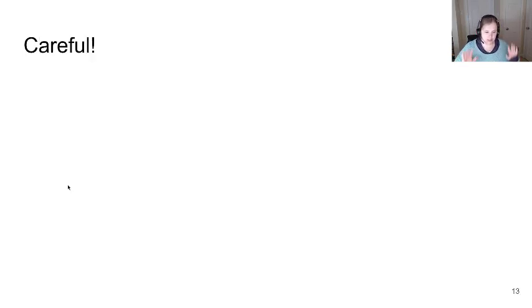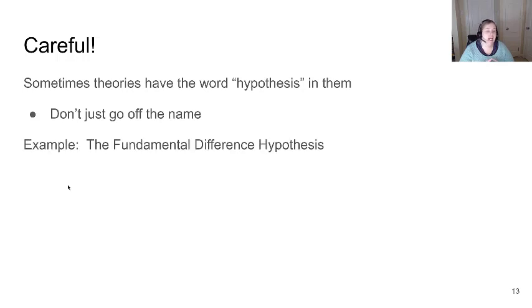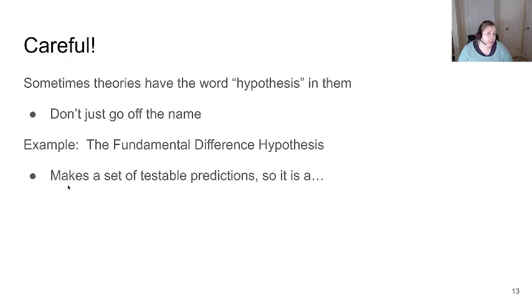All right, so a final word to the wise in this section is the following. Sometimes theories have the word hypothesis in them, okay? The names are misleading. You cannot go off the name. So, for example, the fundamental difference hypothesis. This makes testable predictions, right? So the fundamental difference hypothesis is the idea that by not having access to UG in second language acquisition, but in first language acquisition only, this causes the outcomes. This causes people to learn or not learn, and for example, to also be affected by external factors. So it is testable, right?